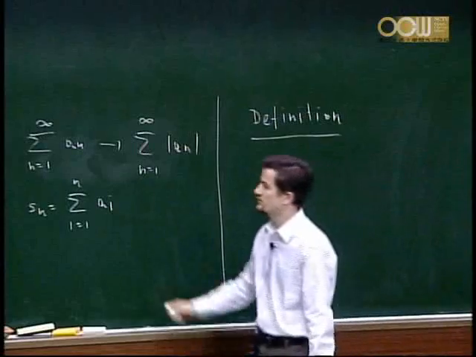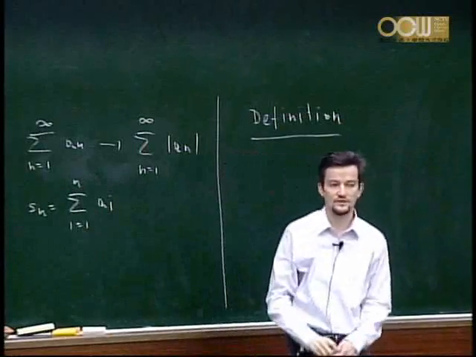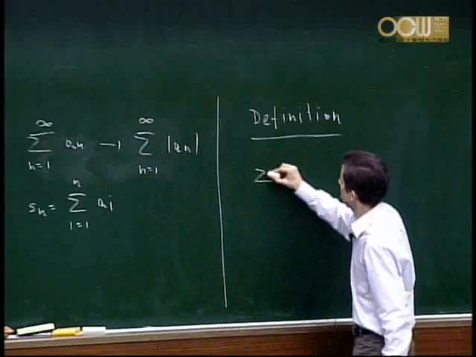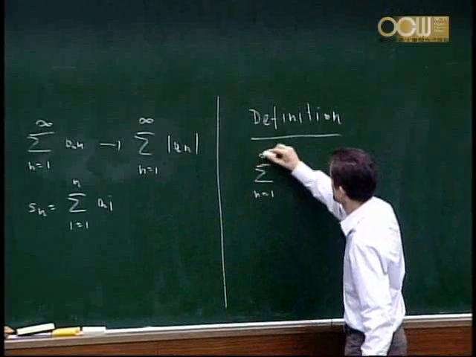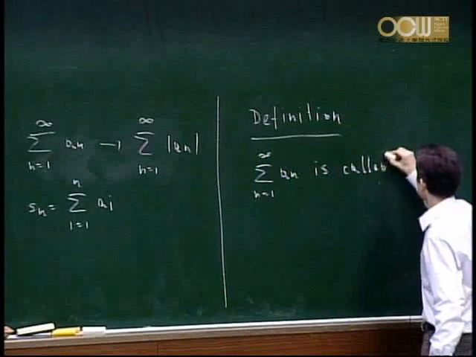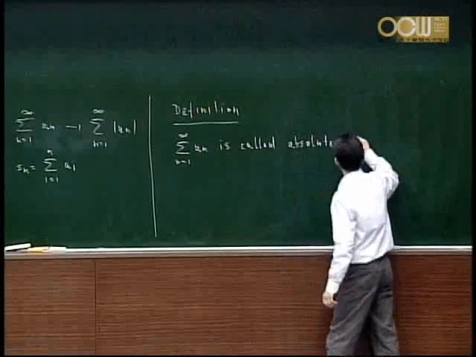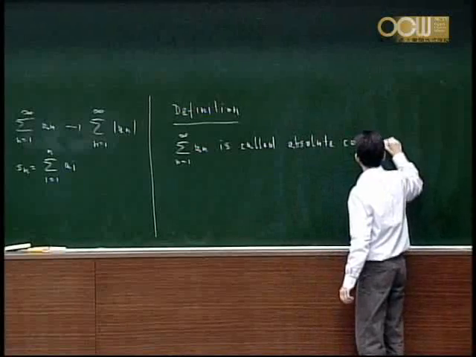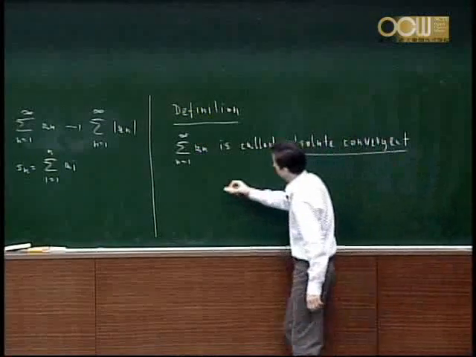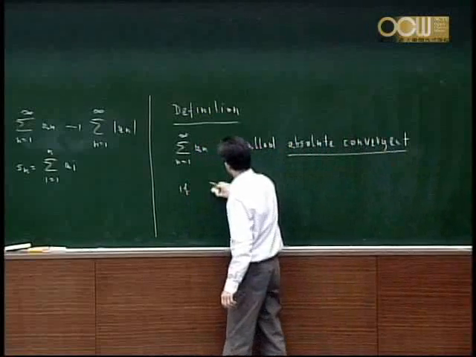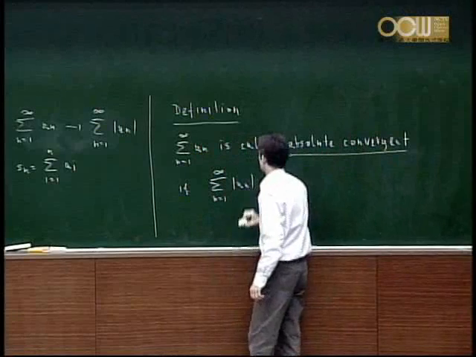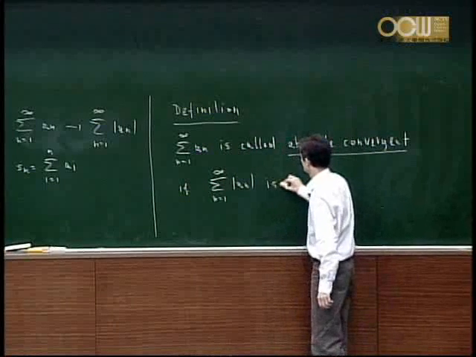So we call a given series absolutely convergent if in fact the series of the absolute values is convergent. Okay, so this series is called absolutely convergent if the series of the absolute value is convergent.